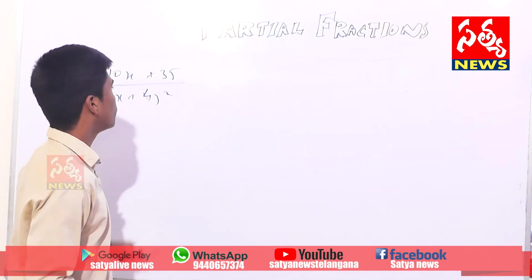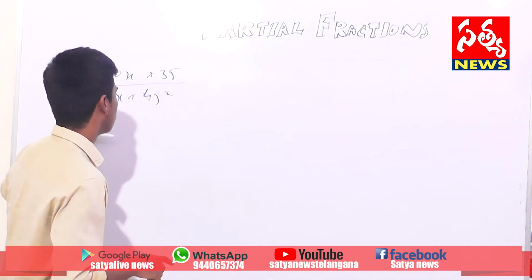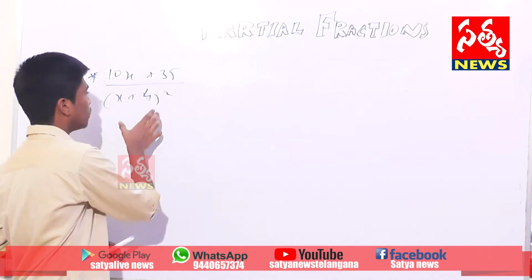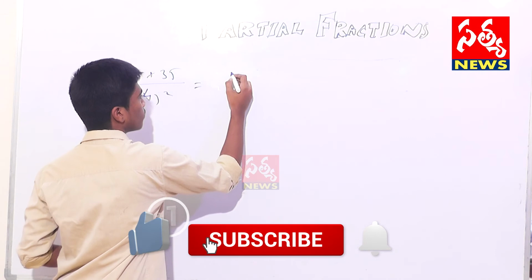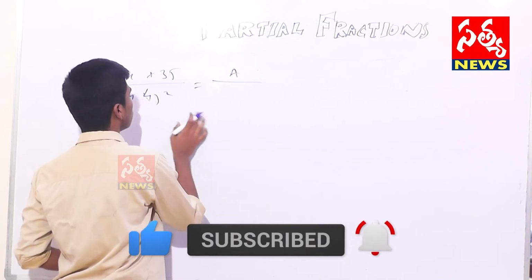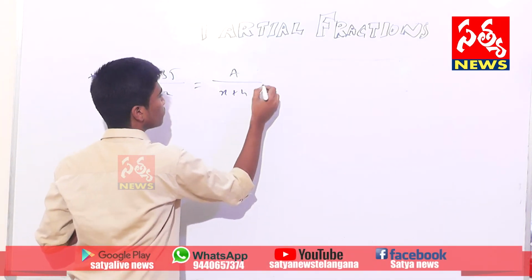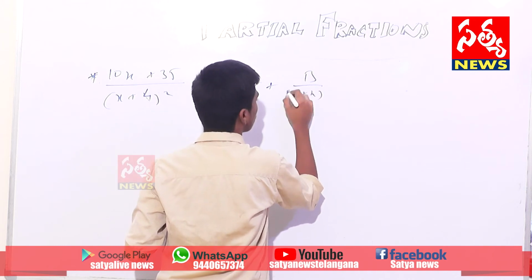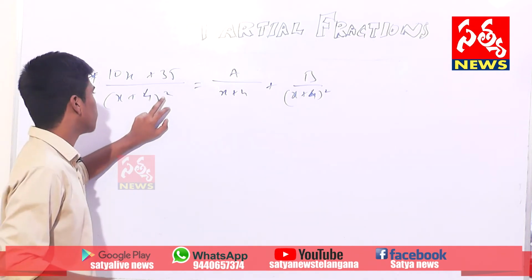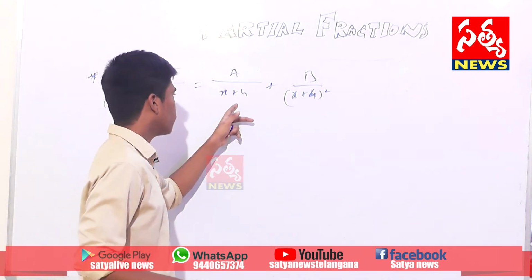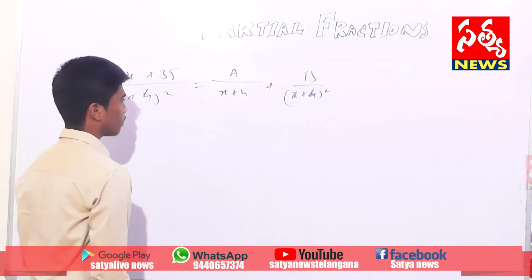Till now we have discussed cases where the denominator has only 2 separate linear functions, but here there is only one linear function which is multiplied twice. How to do this problem? For this, assume that this fractional part can be written as a by x plus 4 plus b by x plus 4 whole square. If there is a square, we write a by x plus 4 plus b by x plus 4 whole square. One is the same term, another is its square.